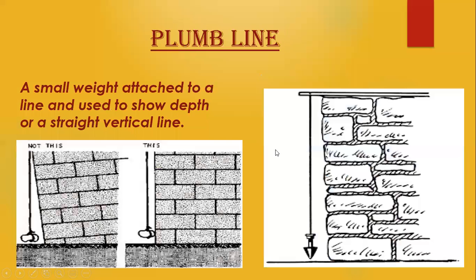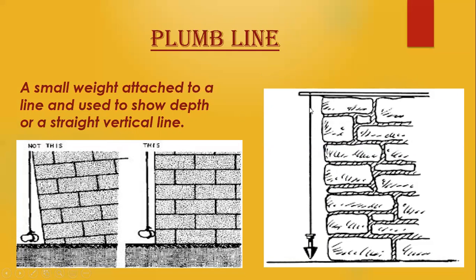Now next we have a plumb line. What is a plumb line used for? It looks like this. Look, a small weight. This is the weight attached to a line. This line may be a thread or wire and is used to show depth or a straight vertical line. It is used to make a straight wall or straight brick wall.